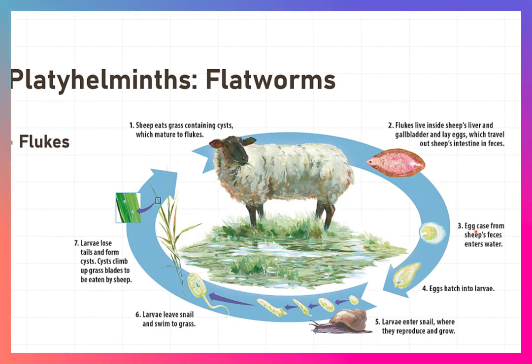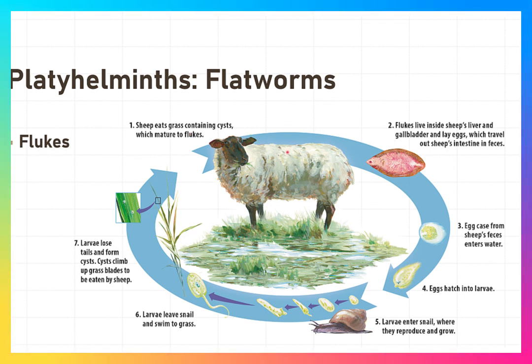Now, the problem with flatworms is many of them are parasites. One group of parasites is called a fluke, and this diagram shows the life cycle of a fluke. It starts when the sheep eats grass that contains the cysts of the fluke. These will mature into flukes.